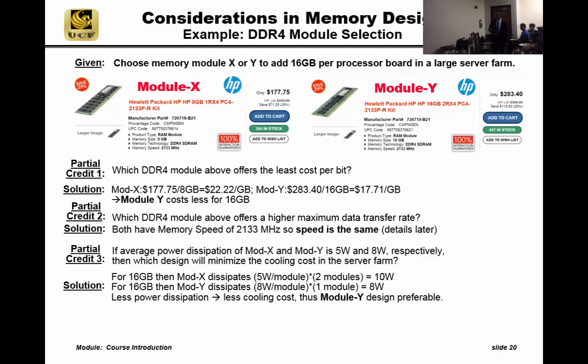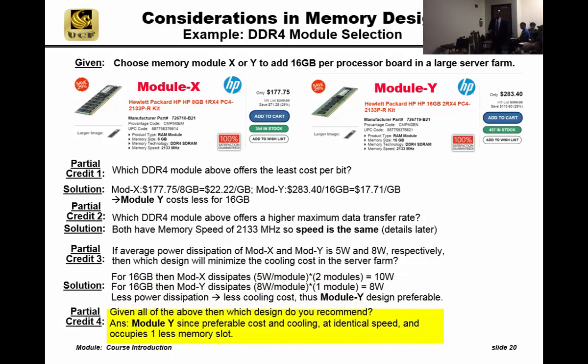So in this case, you need 2 modules. That's 10 watts total per 16 gig, and here's 8 watts for this here. Okay. So in this case, actually, module Y is preferable. It's actually cheaper, and it's less energy consumption.